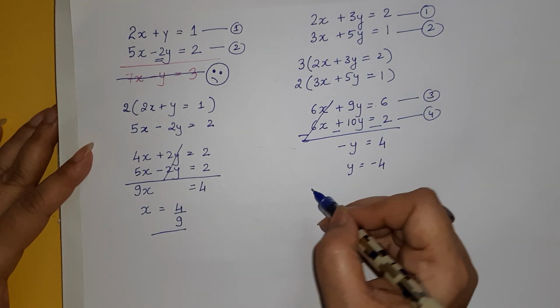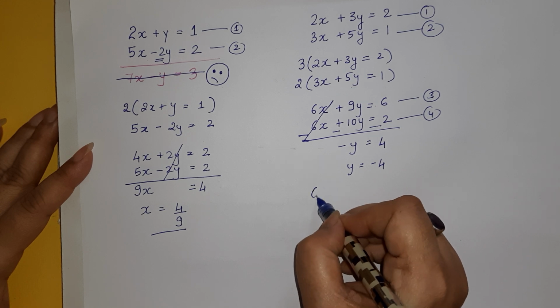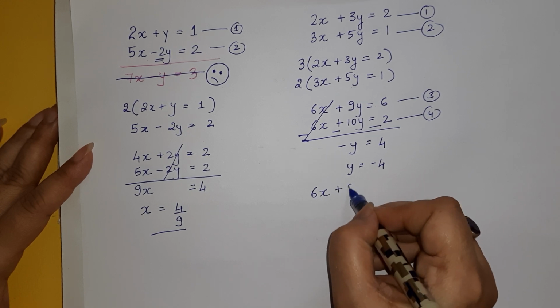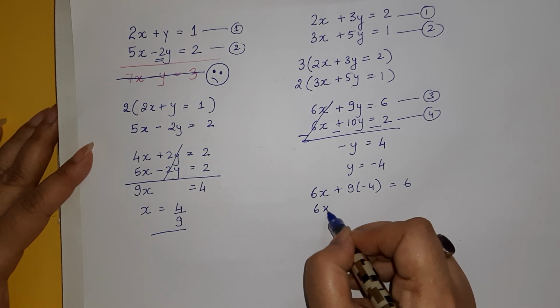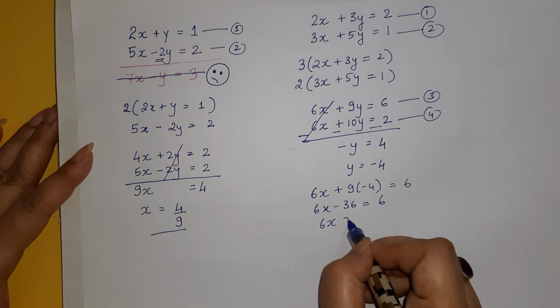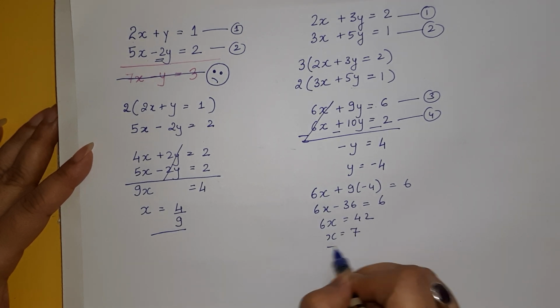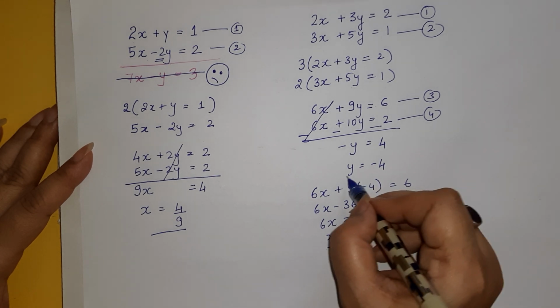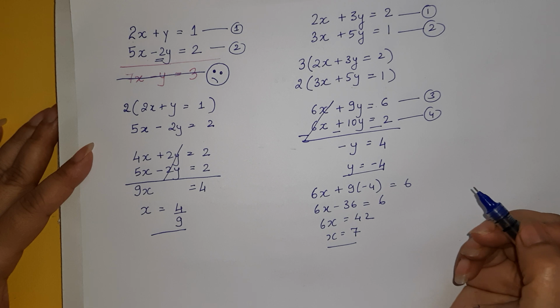Suppose we put it in the third equation, what will we get? 6 into x plus 9 into minus 4 gives you 6. 6x minus 36 equals 6. 6x equals 42 and x is equal to 7. So we have the values here: x equals 7 and y equals 4.